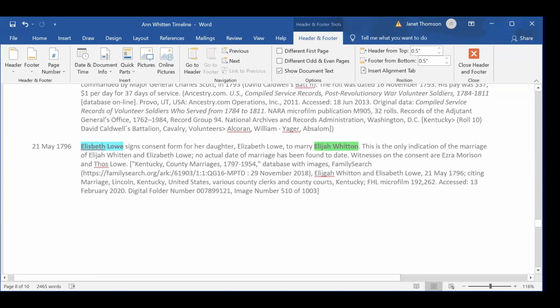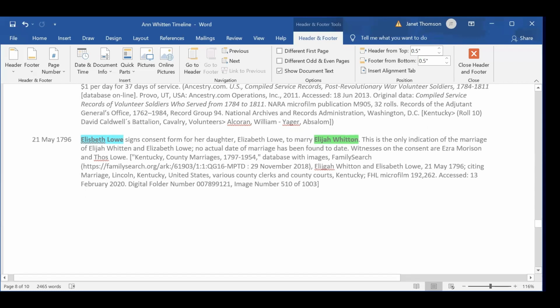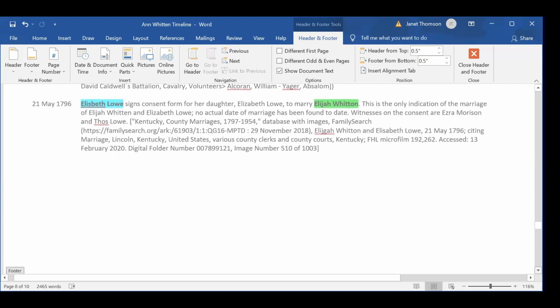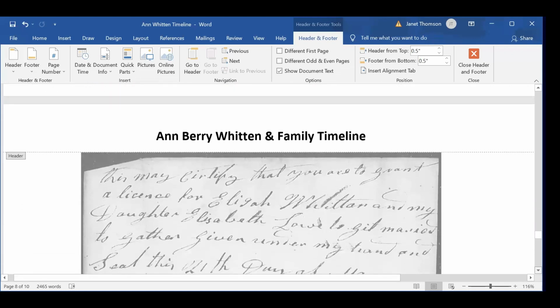And another way to begin to look at marriages. There really are probably about 15 to 20 different ways, especially in America, that marriages were recorded or informally recorded. So we're all the way to 1796 at this point.